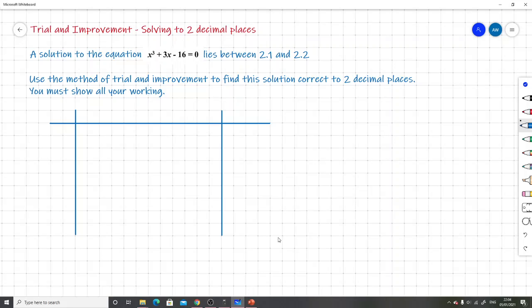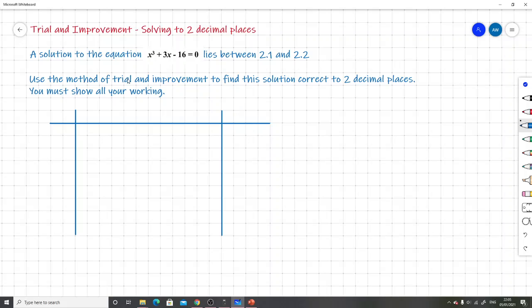Okay, this video is about trial and improvement, but solving to 2 decimal places. This is the follow-up video to my first video, where we looked at solving equations using trial and improvement to 1 decimal place, and where we couldn't use our balancing method that we use for linear equations, or factorizing and solving quadratic equations. This method is for cubics or other types of equations where we can't use those methods. So this is straight into an example.